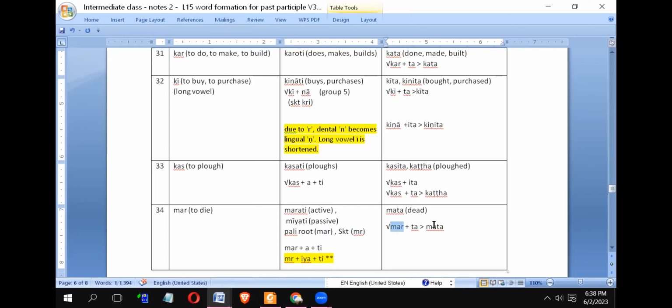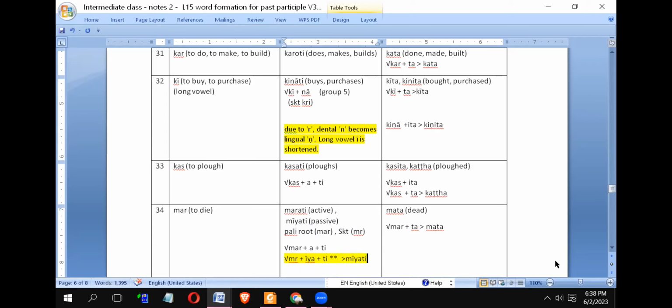If you got the Mar, you plus ta, you get Marta. But if you go into another one, Miyati, you think about how you get this Miyati, right? So let's say we take from the Sanskrit instead of from the Pali, MR, Mi, plus iya, because it's the basic one. I think the basic one is the iya, long A, iya plus ti. So this is a special case. Instead of Mar, you take from the Sanskrit MR, then you change it to Mi, Yati.